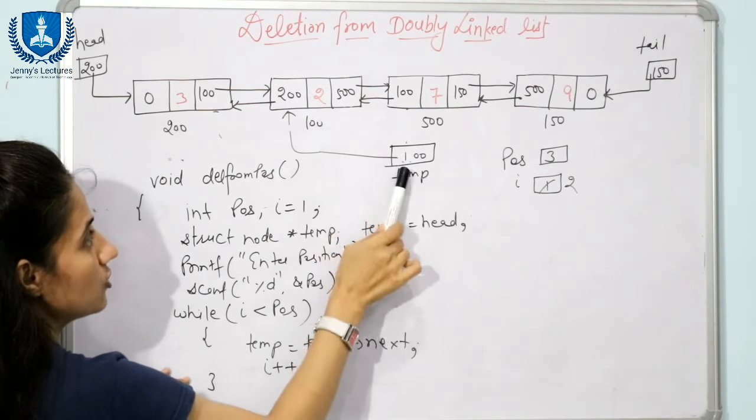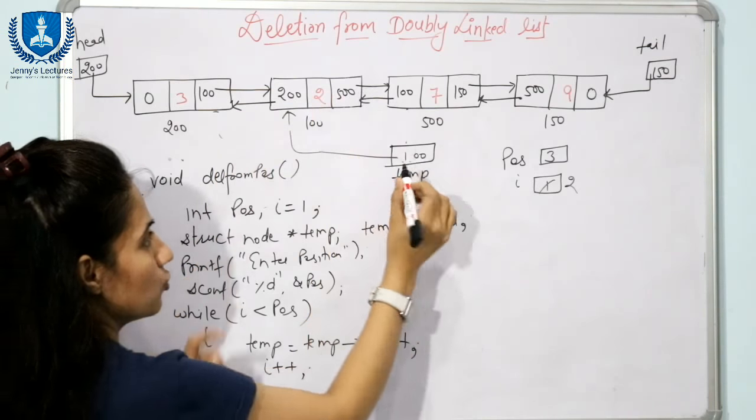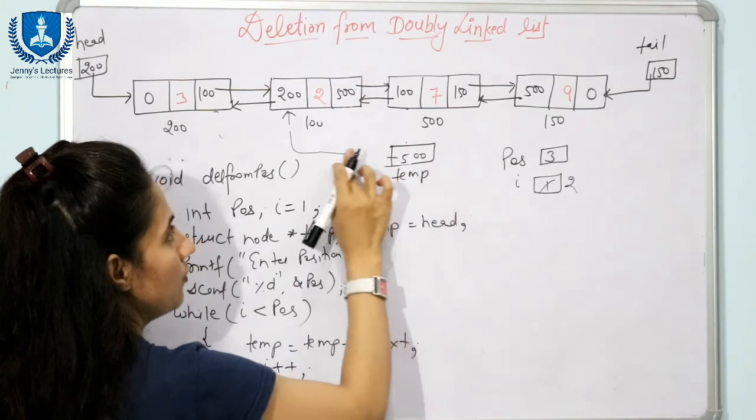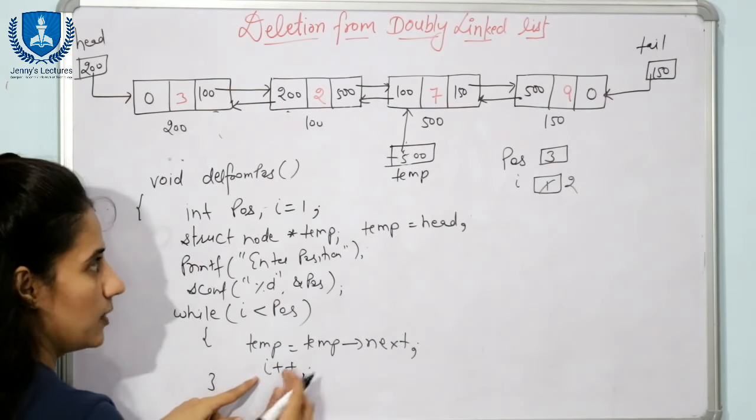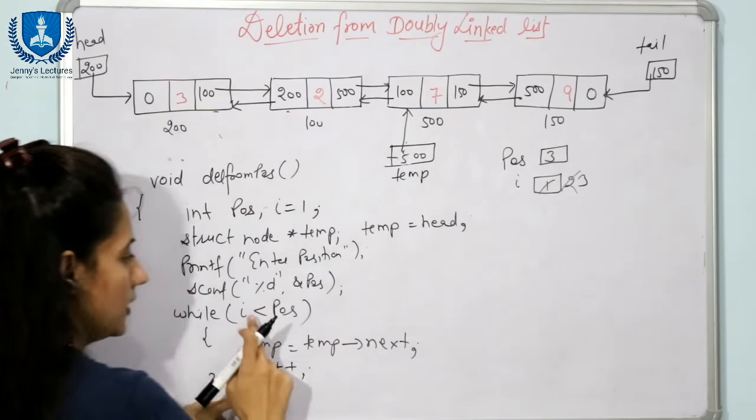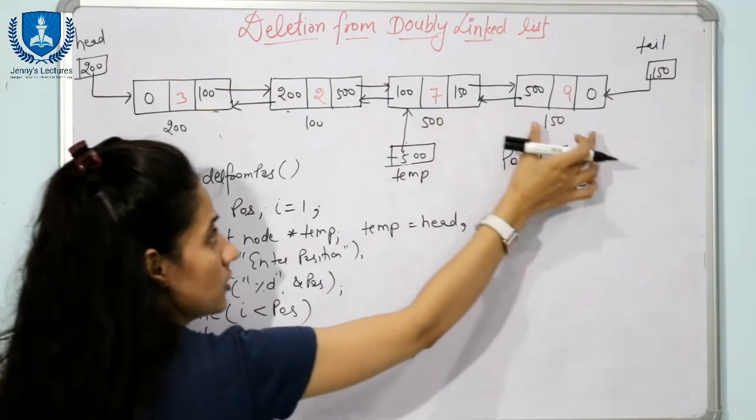Now temp is pointing to this node, temp next is 500. So now here we have 500. So now this temp is pointing to this node, fine. And I plus plus, now I becomes 3. Is 3 less than 3? No. So now we are not going to move this temp.